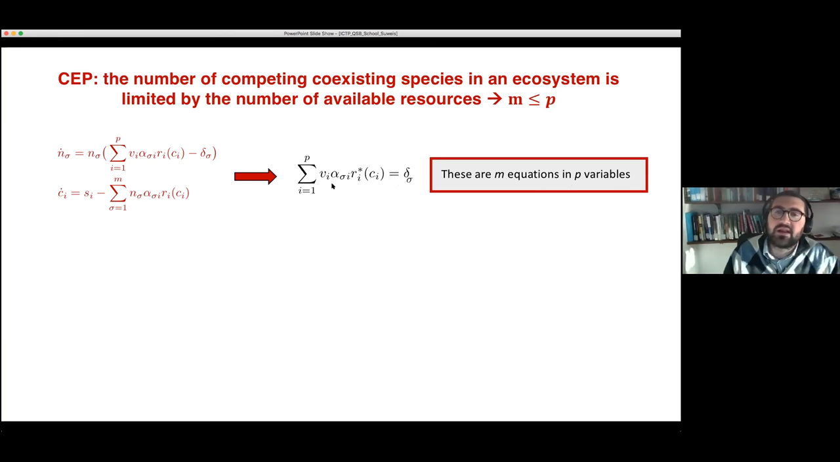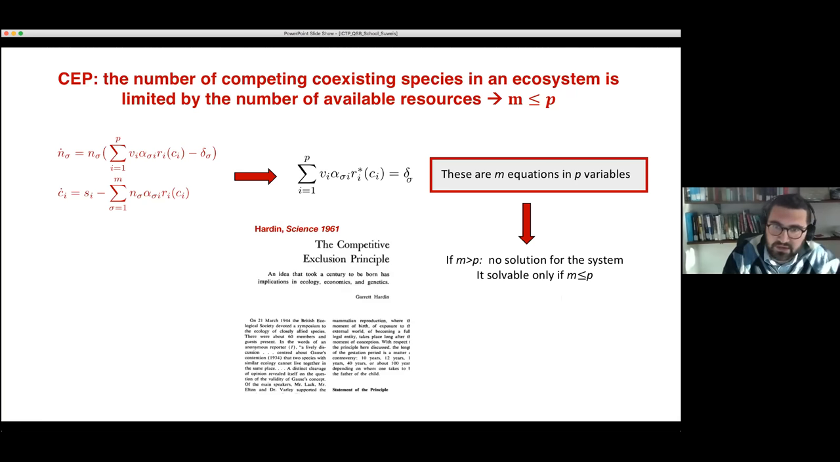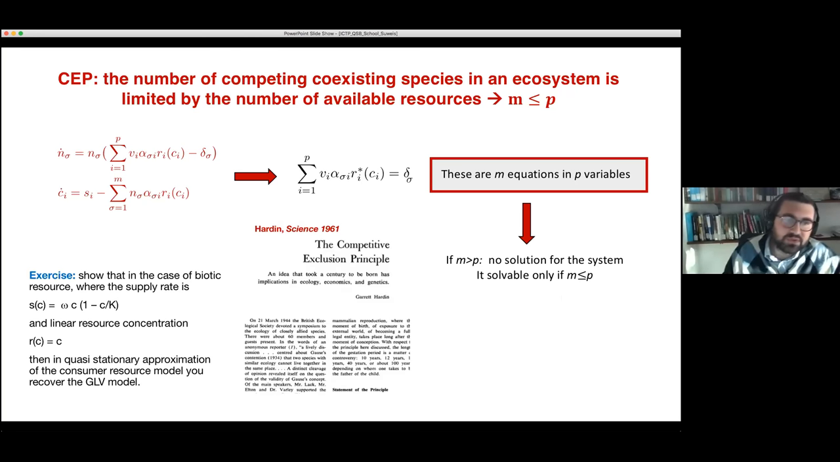So alpha now are the variables. We have M equations in P variables. Therefore, if M, the number of species, is greater than the number of resources, we have more equations than variables, and so there is no solution for the system, except in non-generic cases. Otherwise, the system is solvable only if M is smaller than or equal to P, so the number of species can only be smaller than or equal to the number of resources. This goes under the name of the competition exclusion principle, a celebrated result that we still have to fully understand.